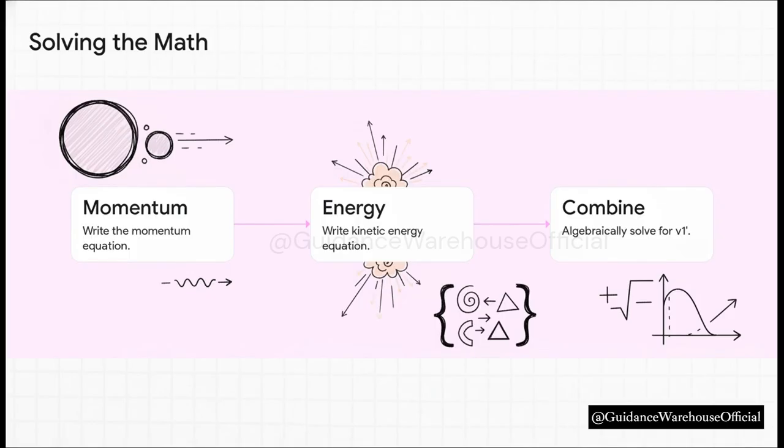First, we write out our momentum equation. Because Object 2 is at rest, its initial momentum is 0, which instantly simplifies the whole formula. Second, we write out our kinetic energy equation.